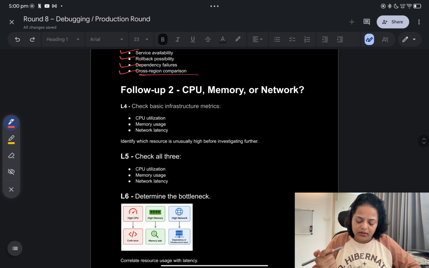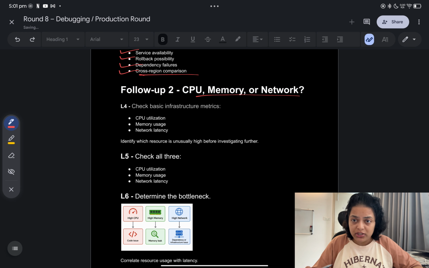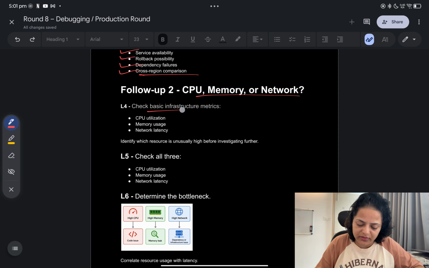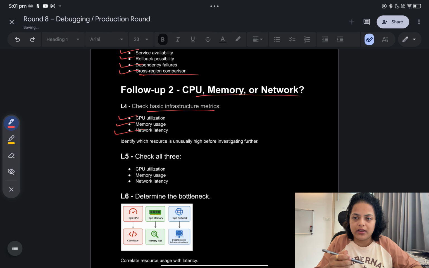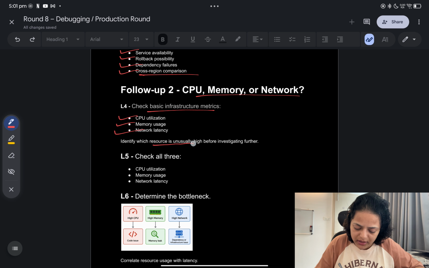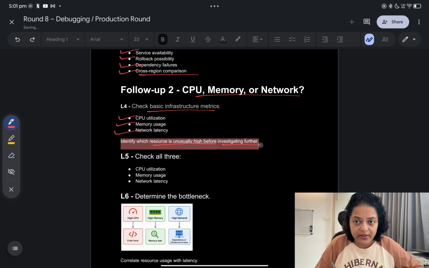Now follow-up question 2 is related to CPU, memory or network. Which one will you check? Actually they will check all three, right? So check basic infrastructure metrics: CPU utilization, then memory usage, and then network latency. All these things come under infrastructure metrics. Identify which resource is unusually high before investigating further.